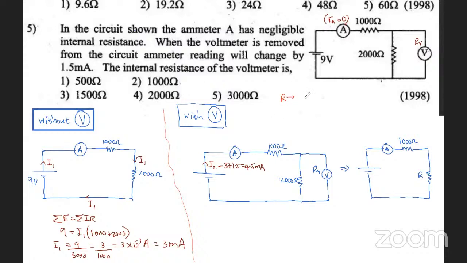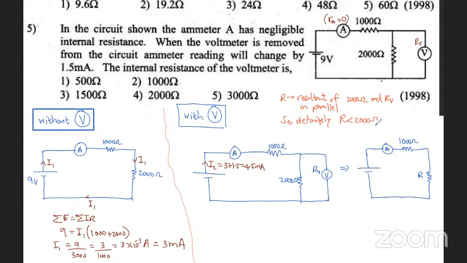R is the resultant of 2000 ohm and RV in parallel. And what can I say about R, people? Definitely, R should be less than 2000.